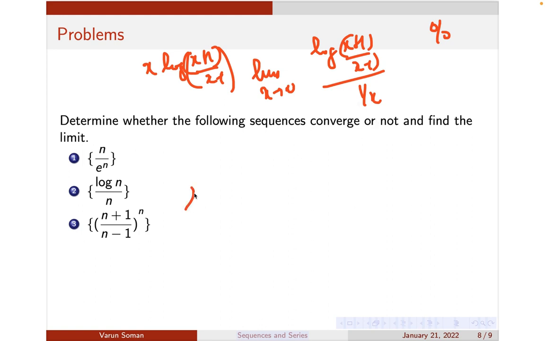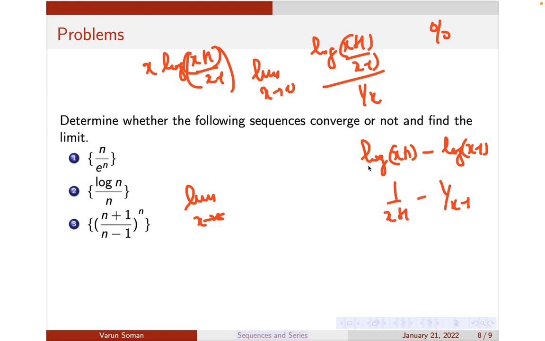So it will become limit x tends to infinity. Now log of (x plus 1 by x minus 1) could be written as log of (x plus 1) minus log of (x minus 1). It is easier to take the derivative if you write in this format. So it will simply be 1 by (x plus 1) minus 1 by (x minus 1). This is the derivative, right? So this is actually ((x minus 1) minus (x plus 1)) by (x square minus 1), so it is actually minus 2 by (x square minus 1).